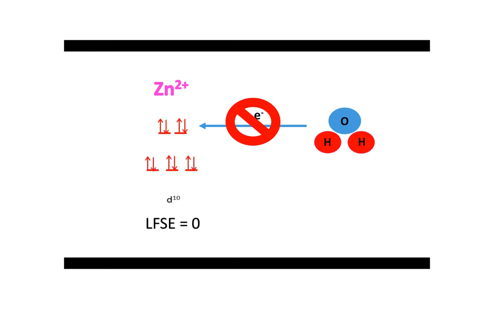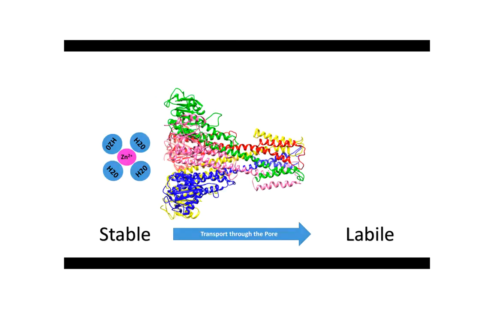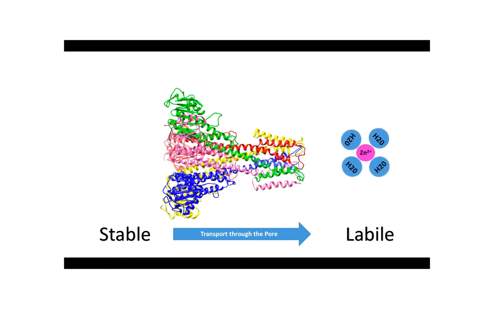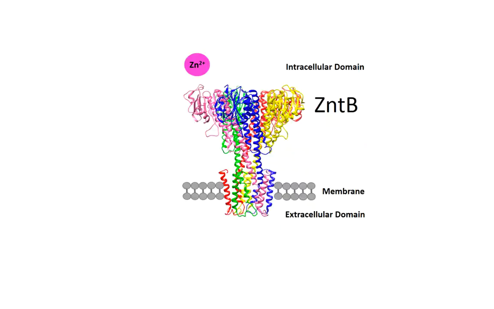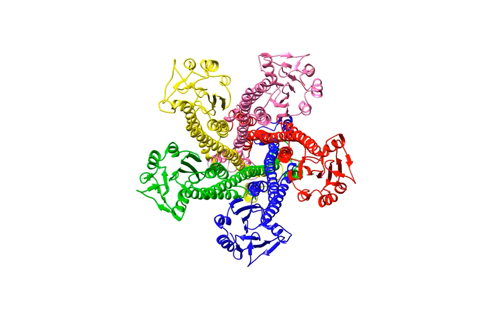For hydrated zinc in the ZntB system, the molecule must be stable enough for transport, but also labile once transported in or out of the cell, so it can perform the specific cellular function required at that time. To accommodate the transport of hydrated zinc across the membrane, evidence suggests that ZntB has to undergo a conformational change.